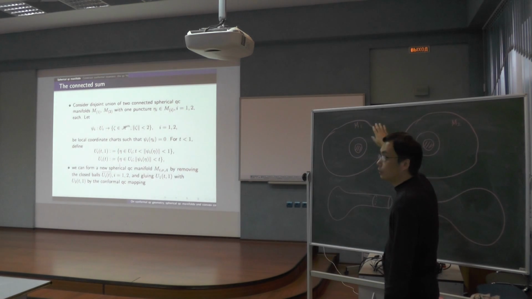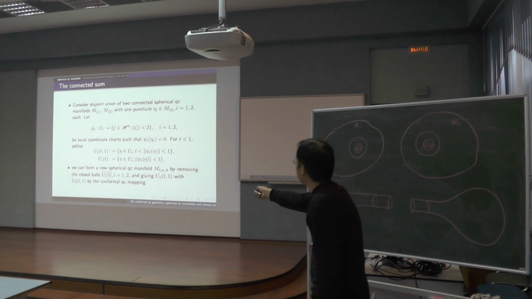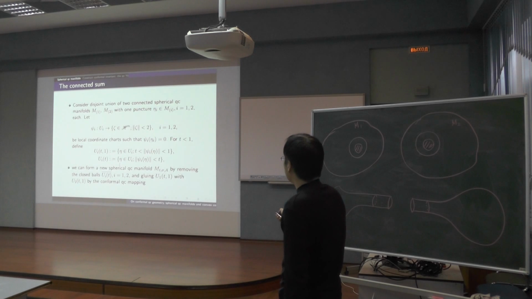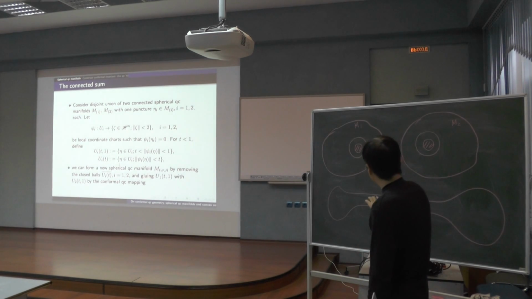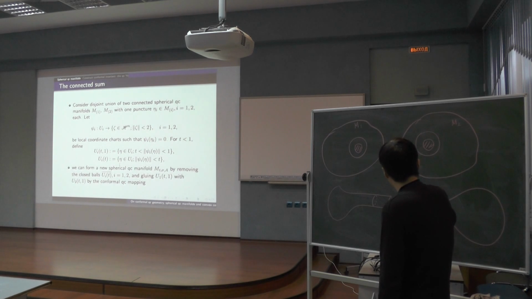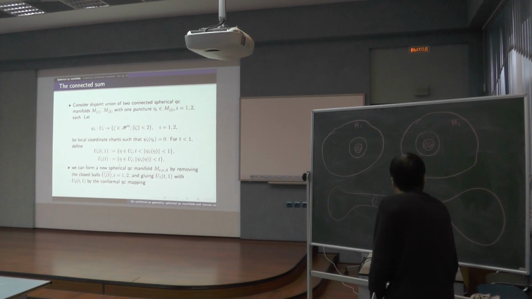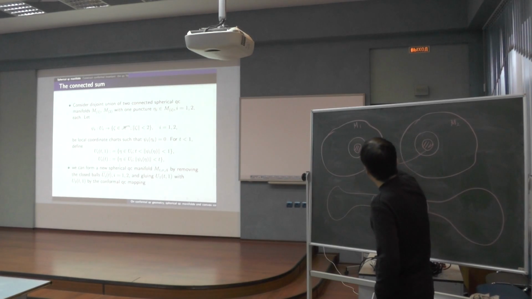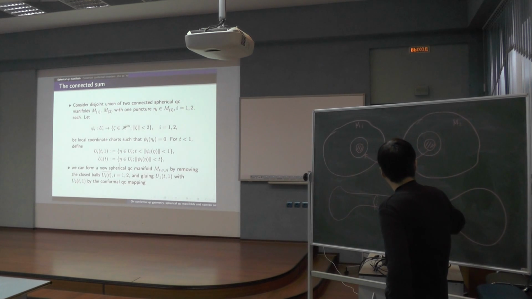We have two spherical manifolds, and a neighborhood U_i is identified to a ball of the Quaternion-Heisenberg group. We remove some closed balls here and here, and we have two manifolds, and we identify these two parts. So we should have this form: this boundary is the inner boundary, and this is the outer boundary. So we identify this one and this one.